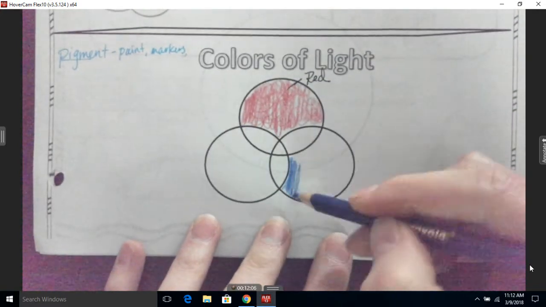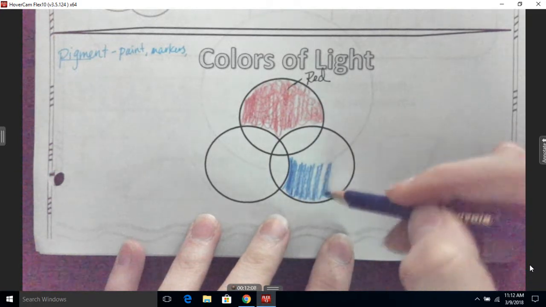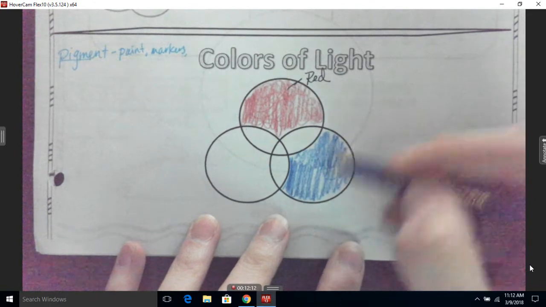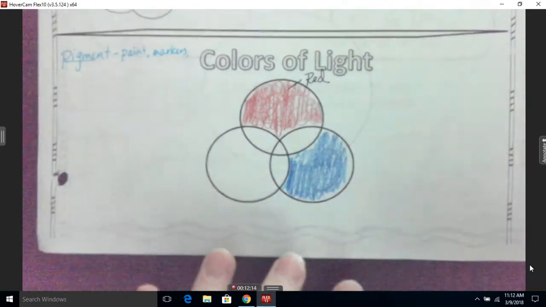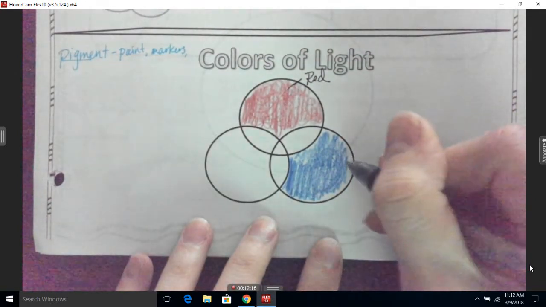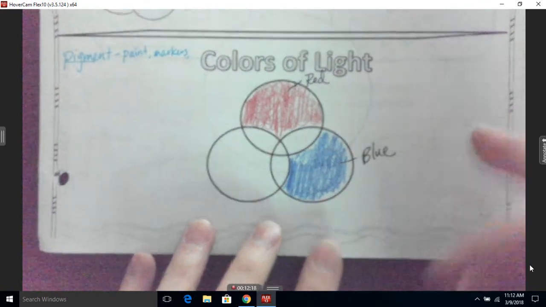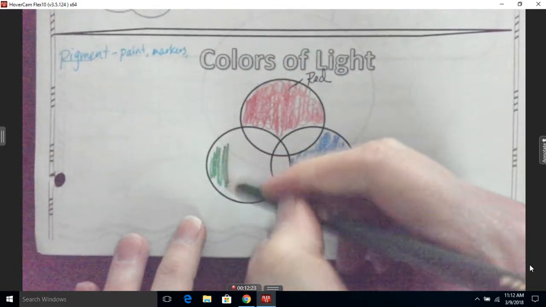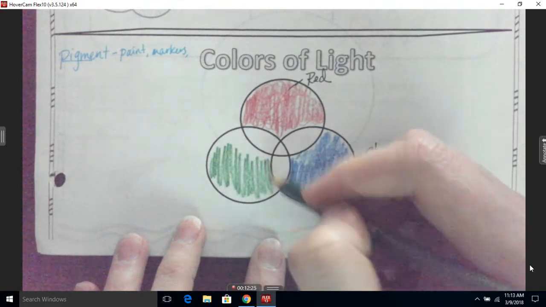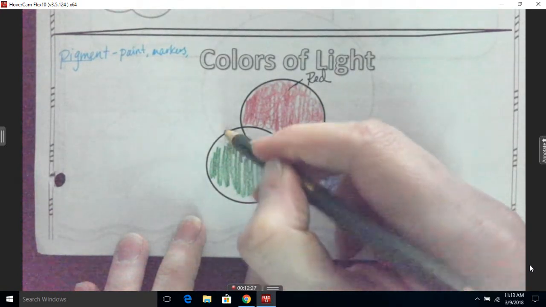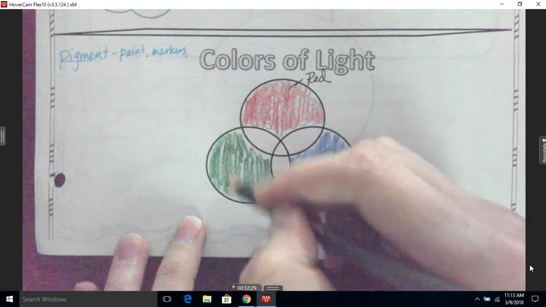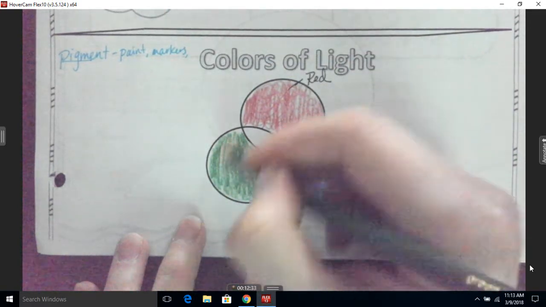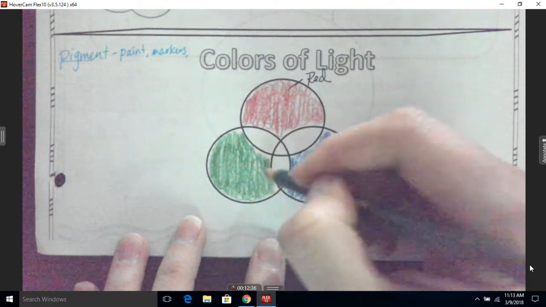Blue, and y'all can color it in way better than me. I'm just hurrying. And green. Red, blue, and green are the primary colors of light. Why? I thought it was yellow. That's for pigment and paint and art. But in physics and light, it's this.